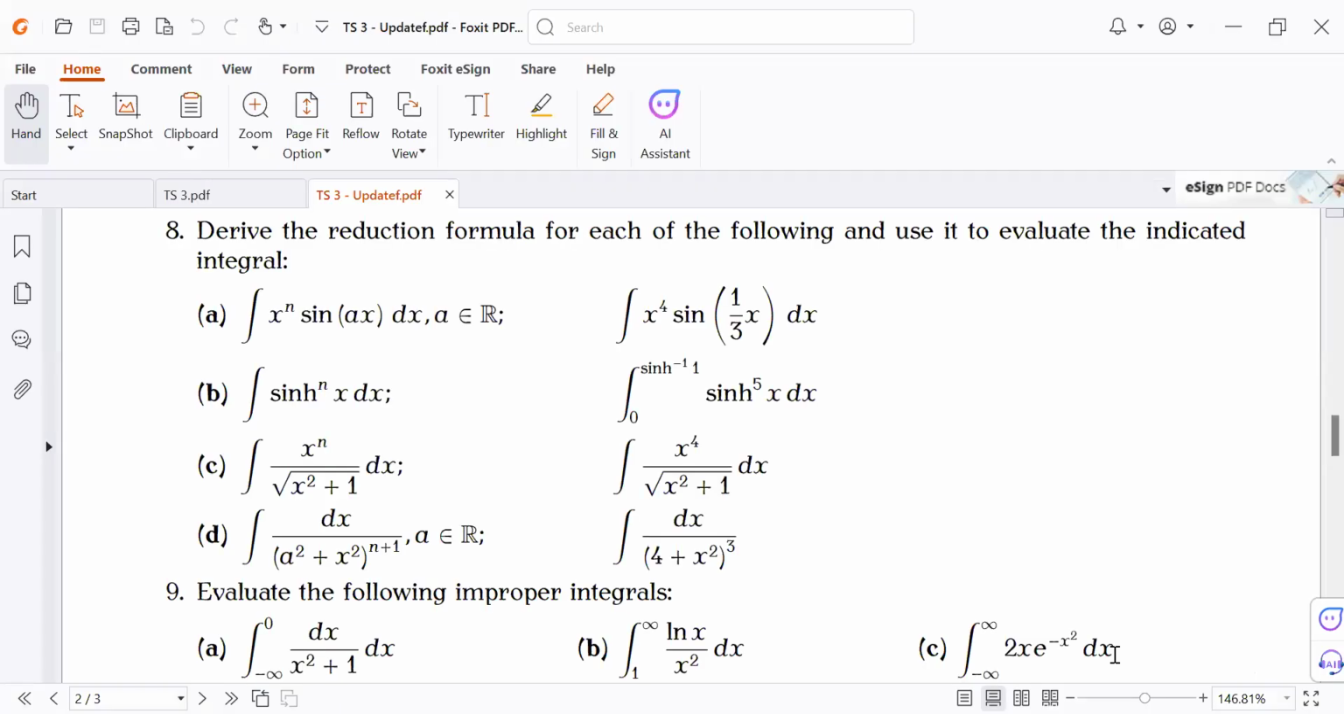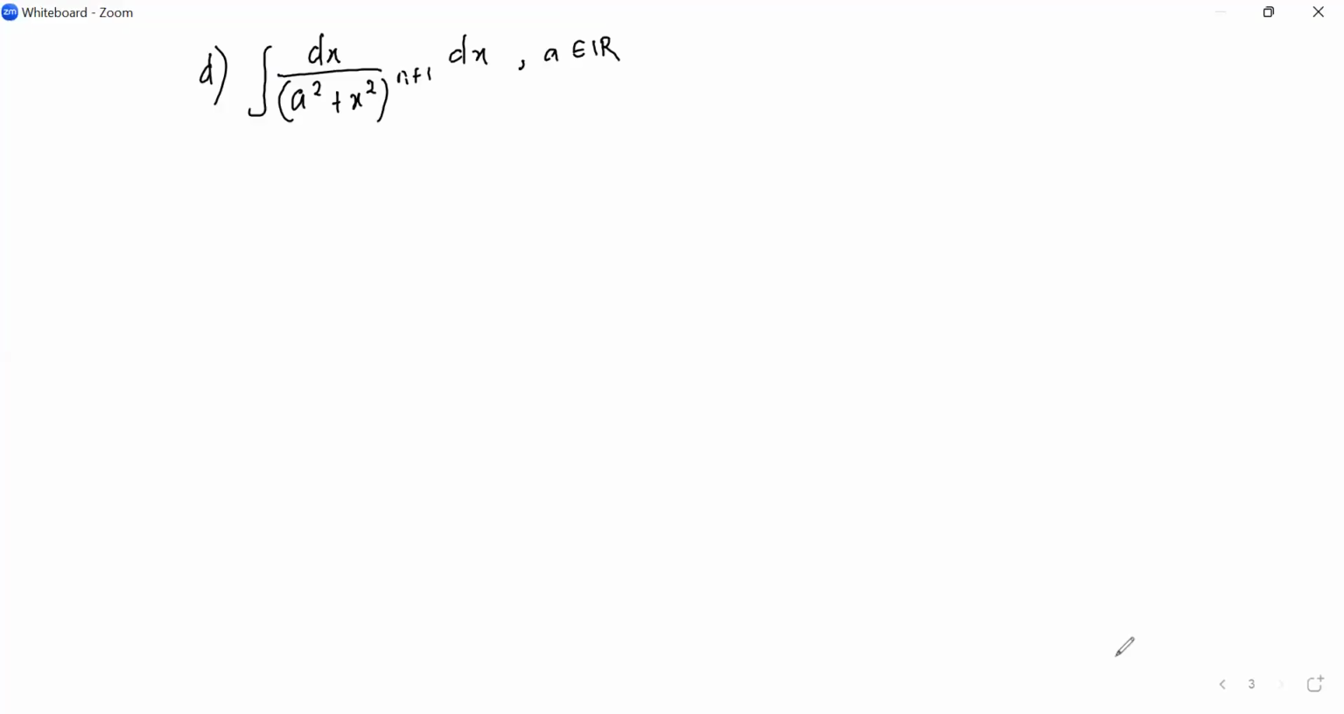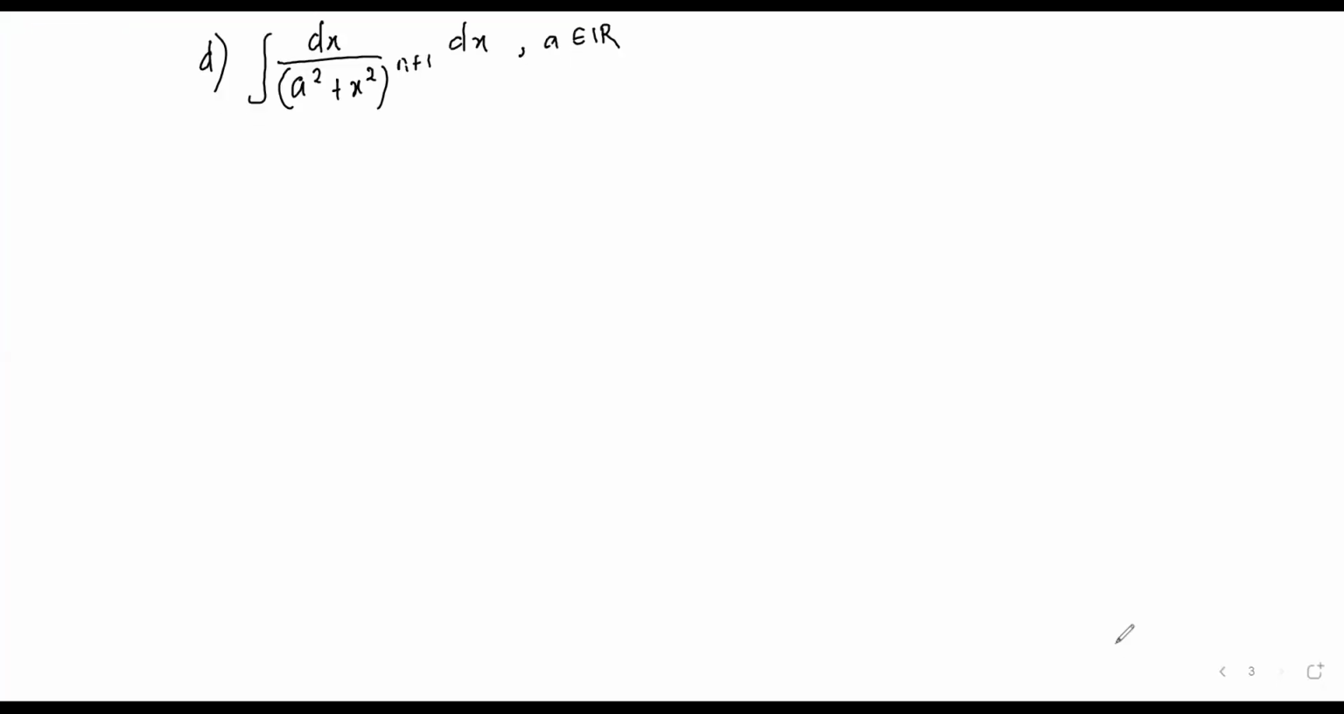We are doing part 8D. So here, we use integration by parts. Of course, we normally call our integral I_n. So let u be equal to 1 over (a squared plus x squared) to the power n plus 1.